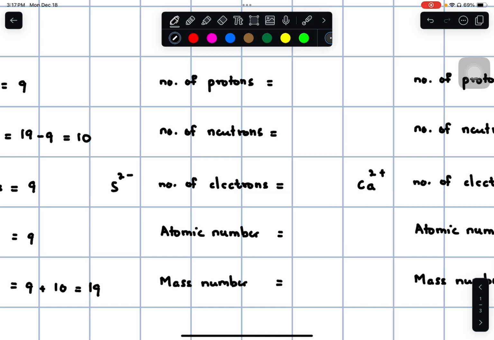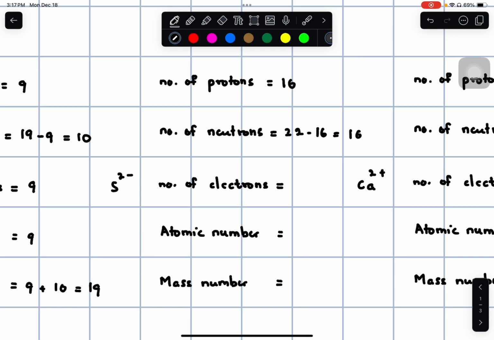You can go and take a look at your periodic table to see what the proton number is. So you'll see 16 and 32, and proton number is the smaller number, so the number of protons is going to be 16. Now, the number of neutrons would be your mass number minus your proton number, so it would be 32 minus 16, which would also give you 16 as well.